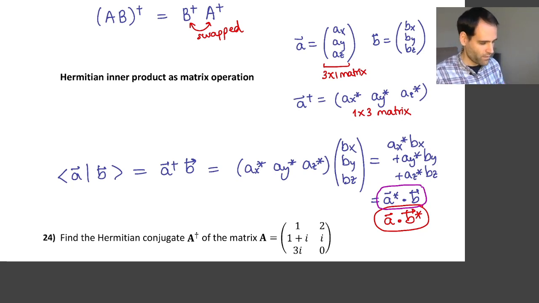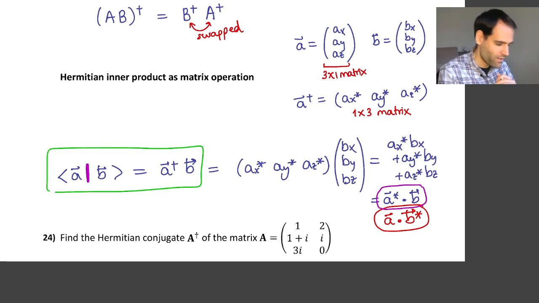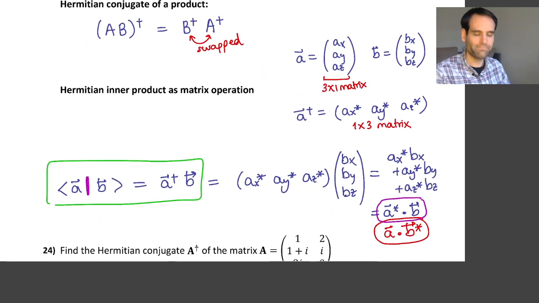When we use the physicist convention, I told you that I would use a stick instead of a comma when I'm writing the inner product. So if you use the physicist's convention, then you can write the inner product between vectors A and B as A dagger times B. It makes it very convenient to do proofs and so on using the dagger instead of having inner products. And we will do that later.